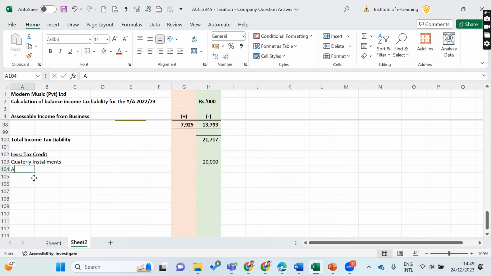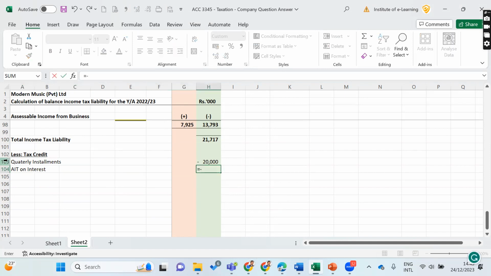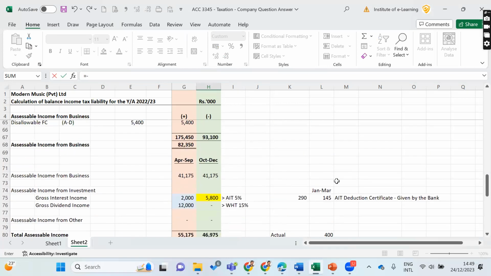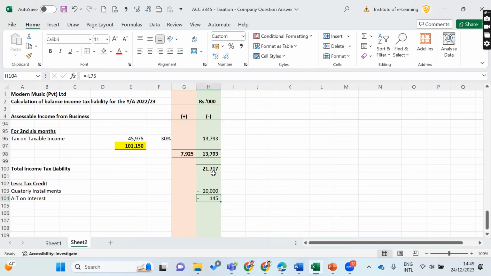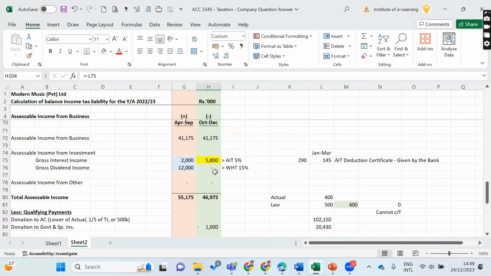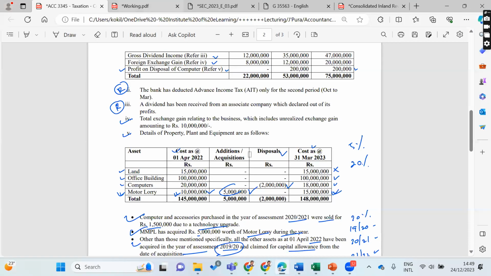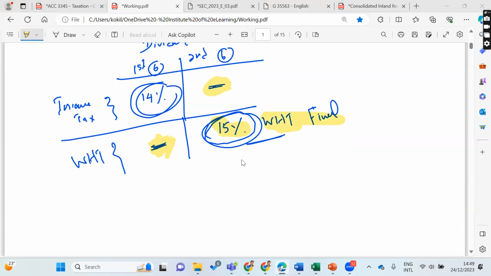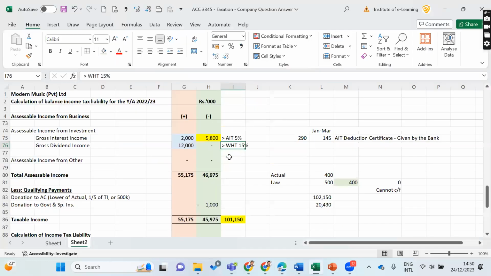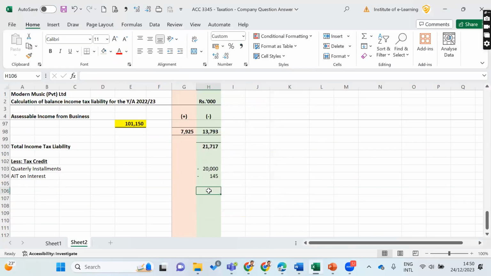Do we have advance income tax on interest? Anyway, bank has deducted advance income tax. I explain, right? Because I will take only 145 as per the withholding tax certificate given, right? Because we did not take the dividend income. The 15% withholding tax is anyway deducted for the second period, it is fine. No need to take the tax credit. We are not taking the tax credit for the dividend for the second period, right? Clear.